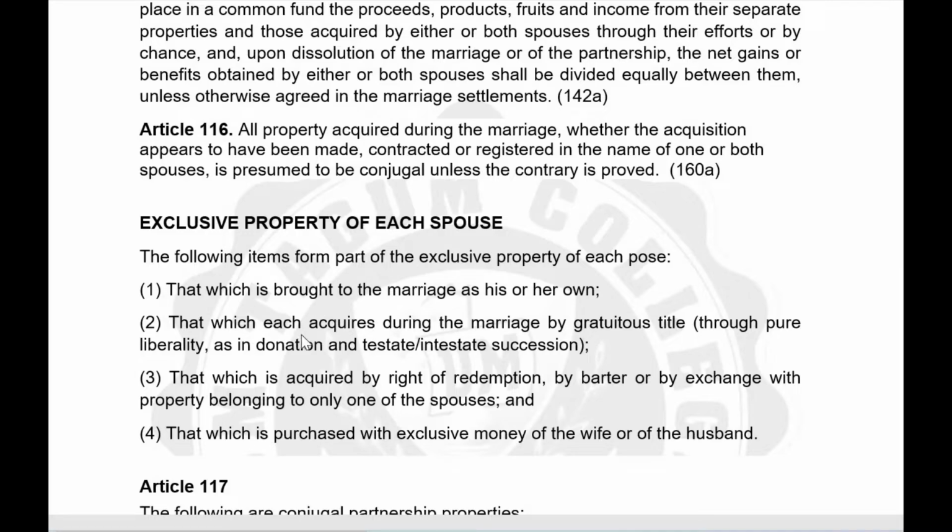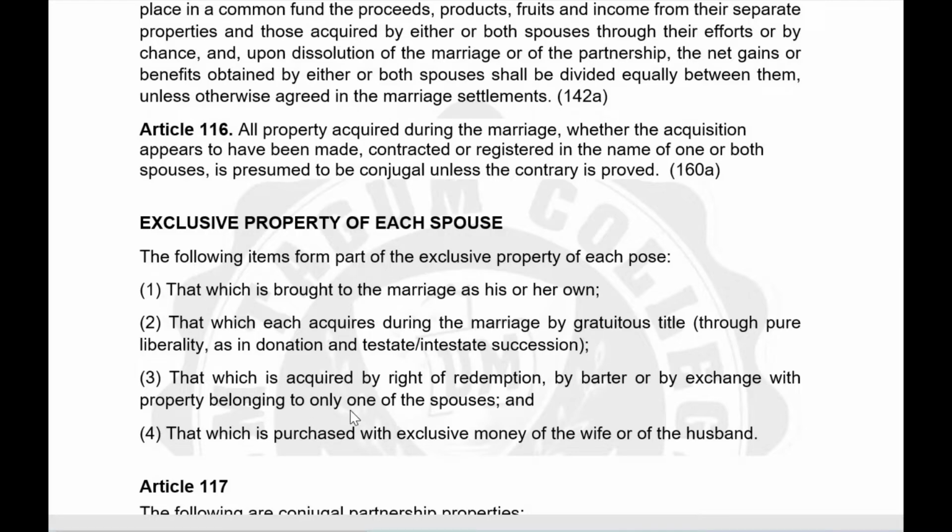Second, that which each acquires during the marriage by gratuitous title, through pure liberality, in donation, or intestate or testate succession. So if during the marriage a spouse receives property by way of donation or succession, by gratuitous title, it shall be considered exclusive property. Third, that which is acquired by right of redemption, by barter, or by exchange with property belonging to only one of the spouses.